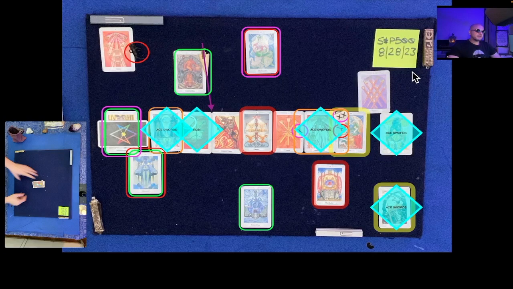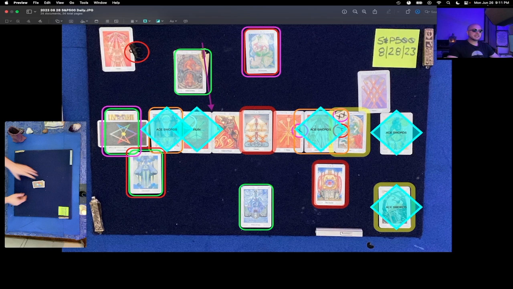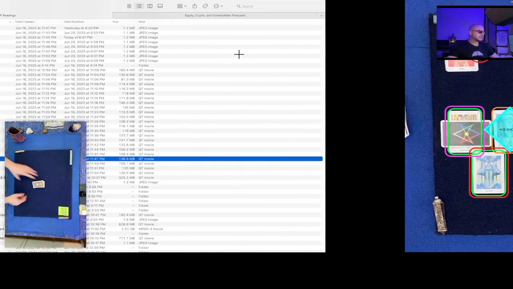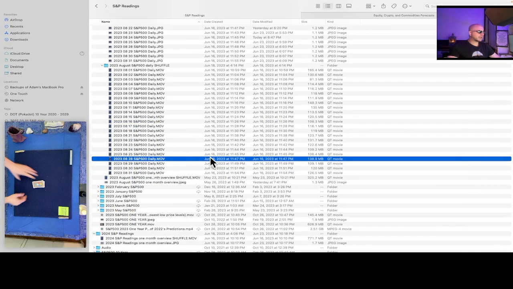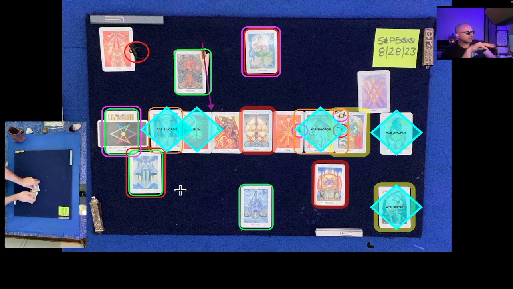This is the S&P 500 one-day reading for August 28, 2023. It's currently June 26, 2023, 9:11 p.m. Eastern Time, and the shuffle file we're about to play was created on June 16, 2023 at 11:47 p.m. Eastern Time. That's this video right here. So this is a tricky kind of day.